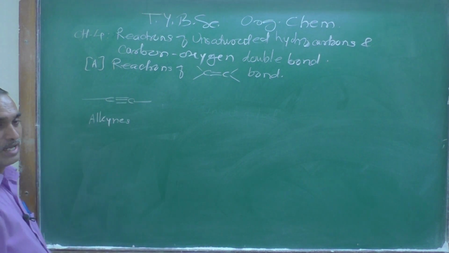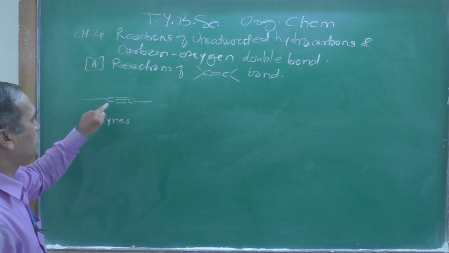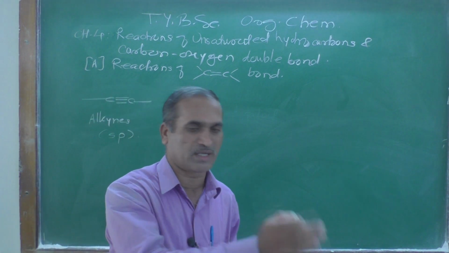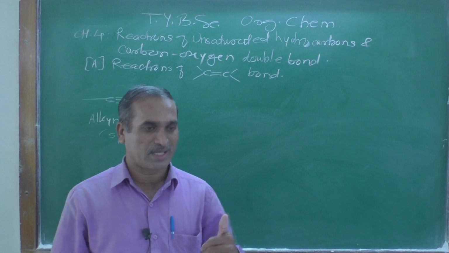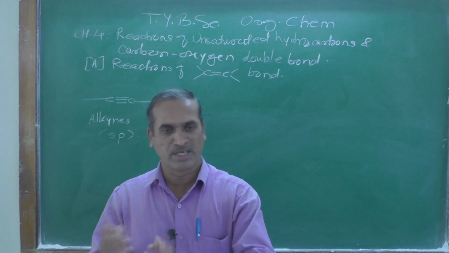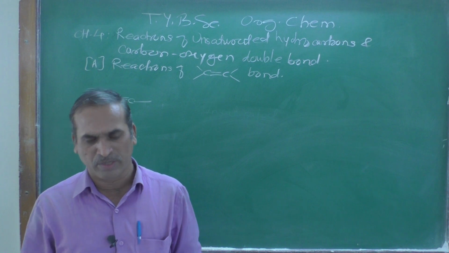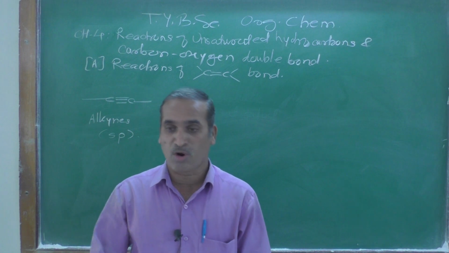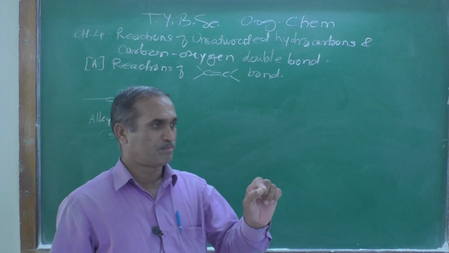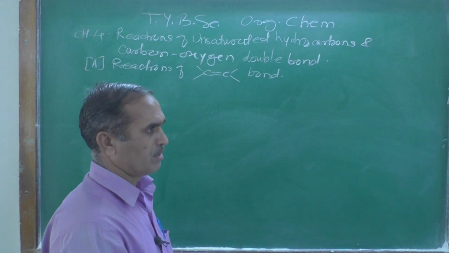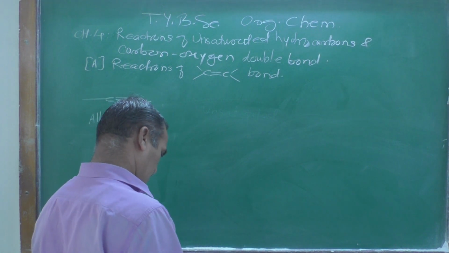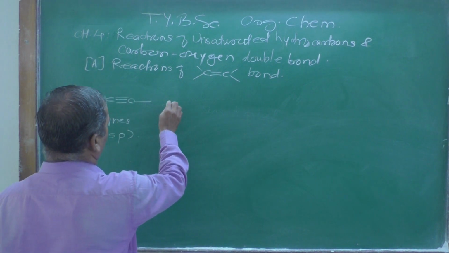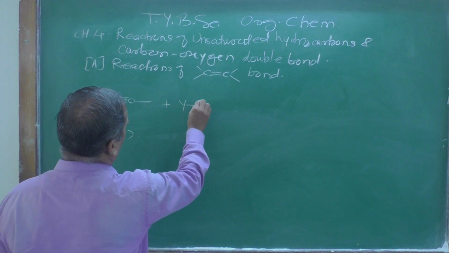Now what will be the hybridization of this carbon atom? It is sp. Sp hybridization has a definite geometry, that is linear geometry, and with linear geometry the bond angle is 180 degrees. And the bond length, we also know, is 1.20 angstroms.